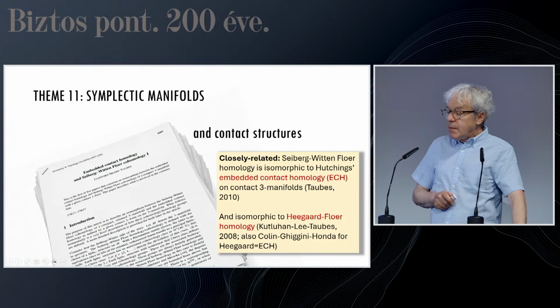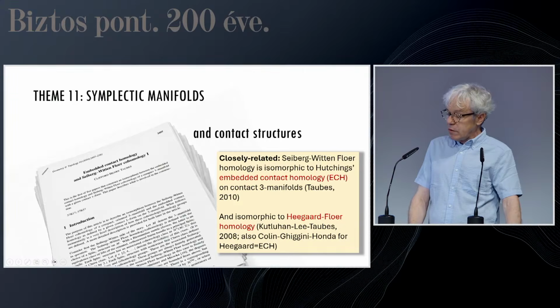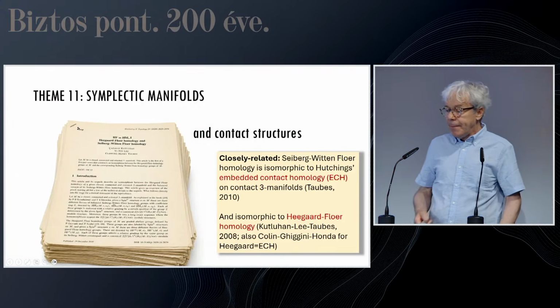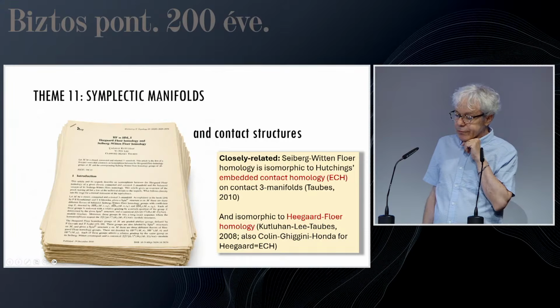Closely related in dimension 3 is the connection between Seiberg-Witten Floer homology and embedded contact homology, which is something defined on contact 3-manifolds, and the connection between that and Heegaard Floer homology. So that's another couple of very long stories in this field.